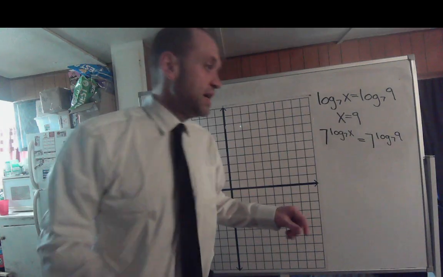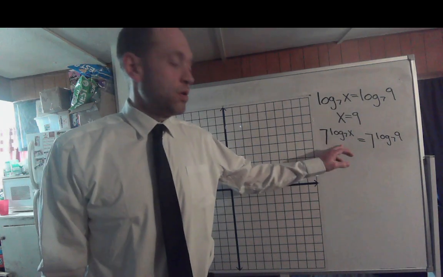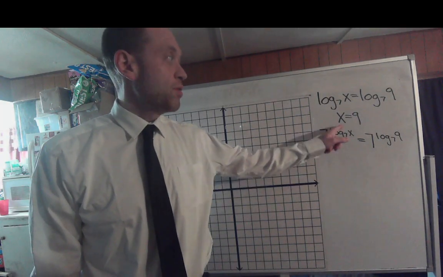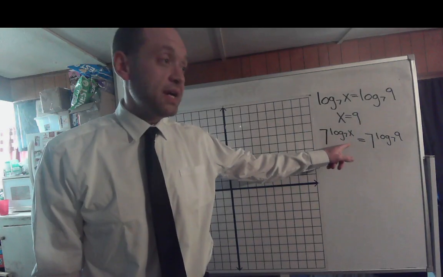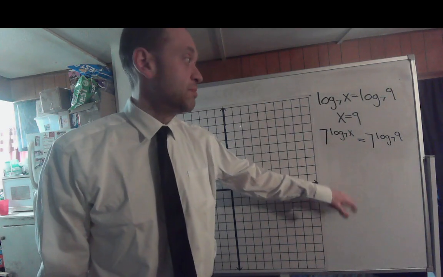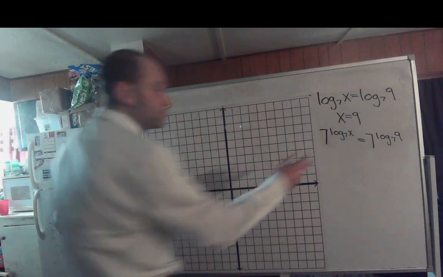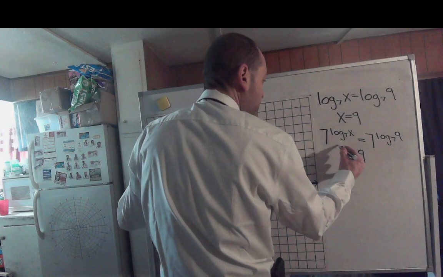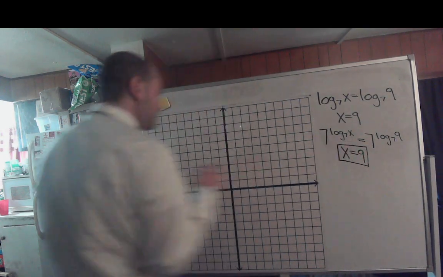Because if you take that base and raise it to the power of the log of the same base, it cancels out the logarithm, and you're just simply left with the number you're taking the log of. So that's how you would get that x equals 9.